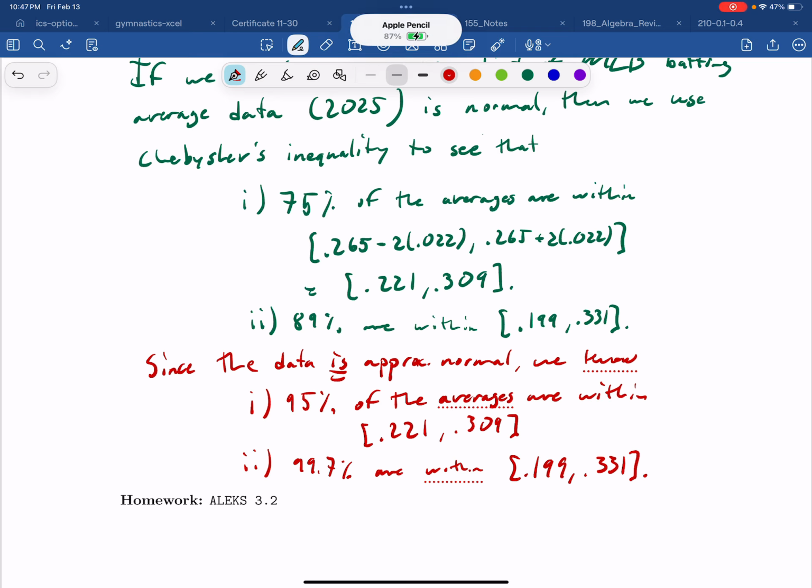That said, Chebyshev's inequality still gives us a decent range. That's all for today.